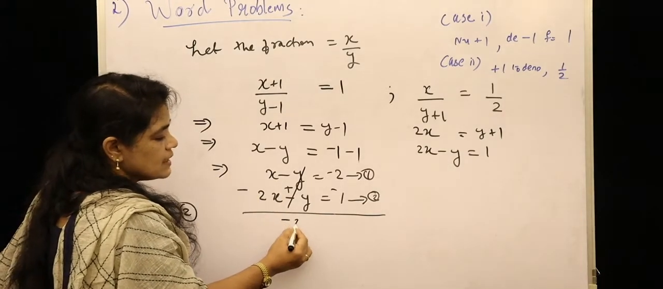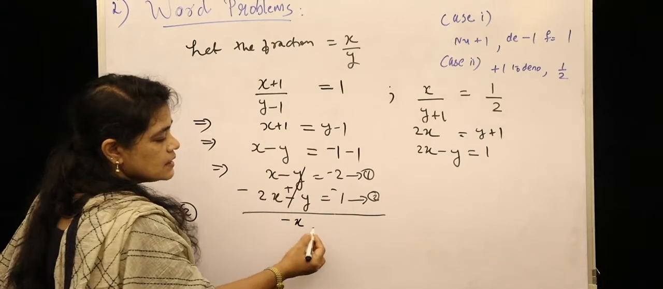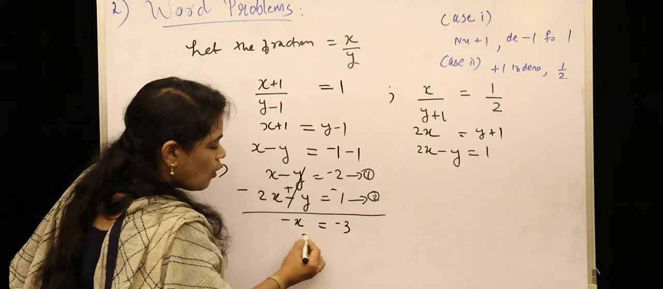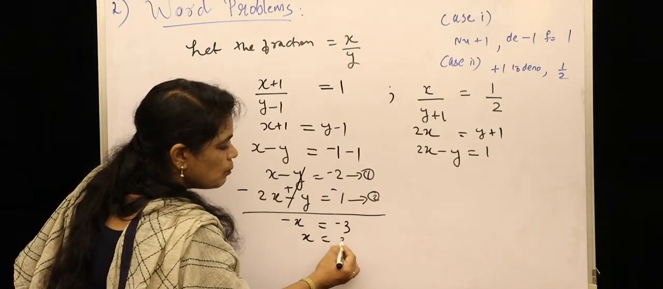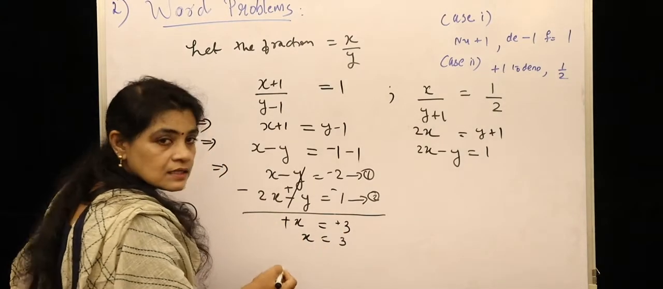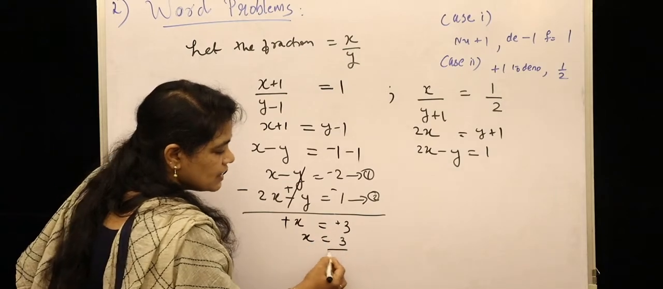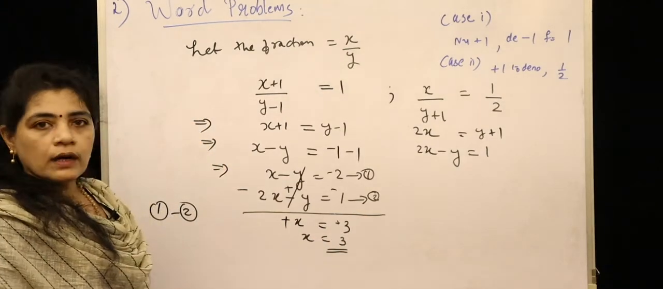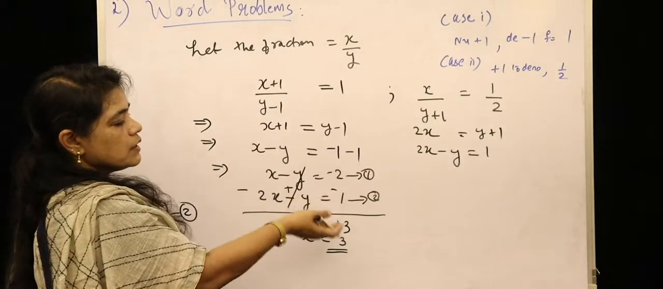So minus x. Variable is x. This is equal to 2 minus 1 is minus 3, or x is equal to minus, get cancelled. So 3 by 1 is x. That is 3. And in order to get y, any one of the equations you can substitute.